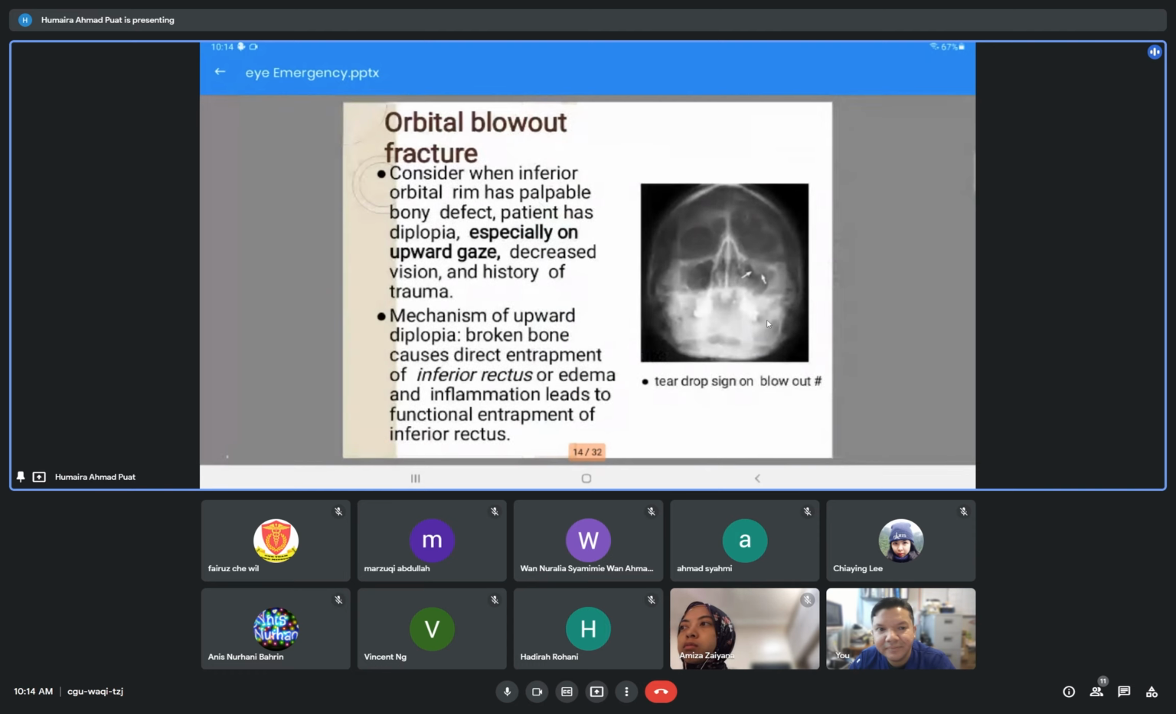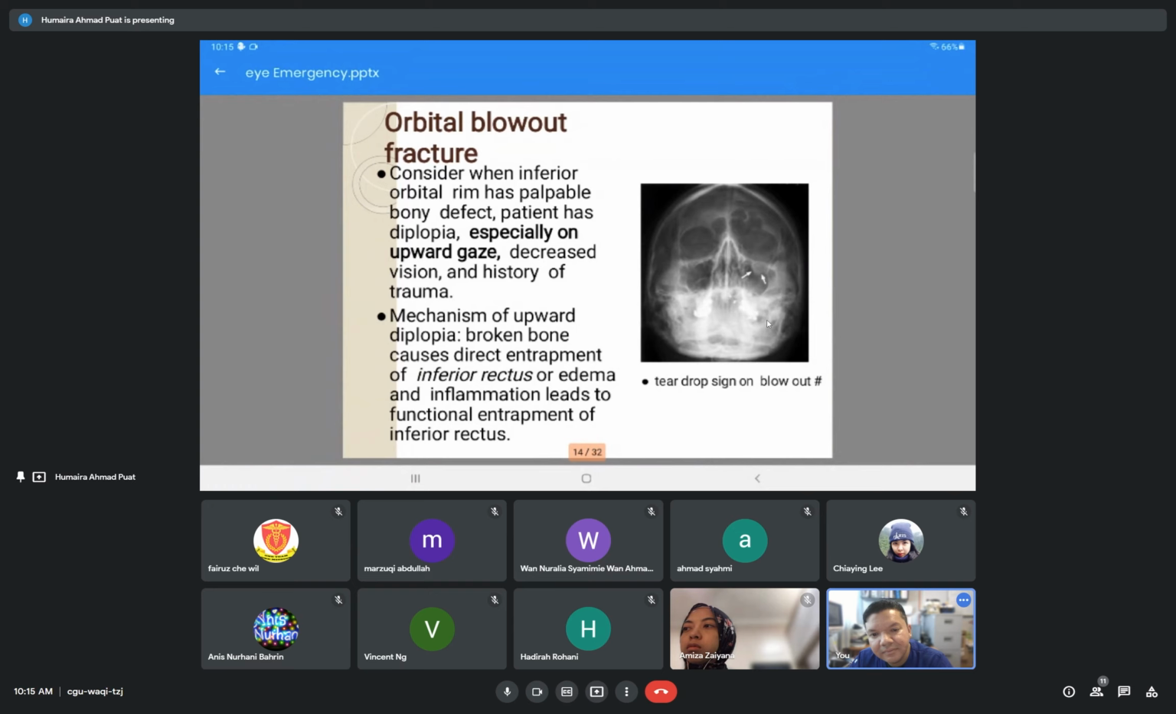Okay, and then the next one is orbital blowout fracture. This one is considered when the inferior orbital rim has a palpable bony defect. So the patient has diplopia, especially on outward gaze, and decreased vision and a history of trauma. The mechanism of outward diplopia is that the broken bone causes direct entrapment of the inferior rectus, or edema and inflammation lead to functional entrapment of the inferior rectus.